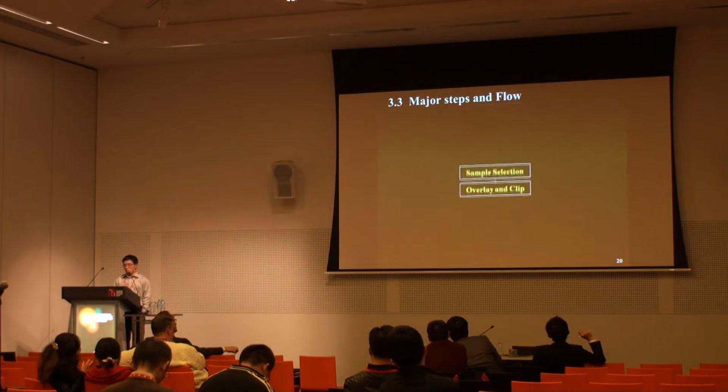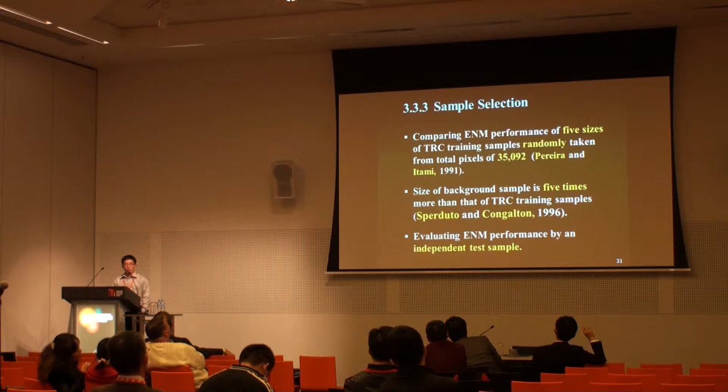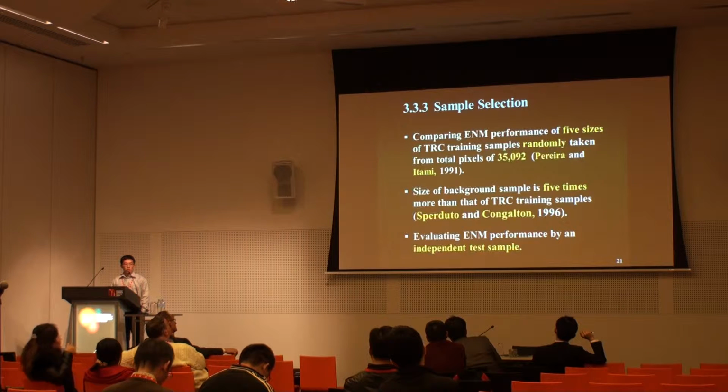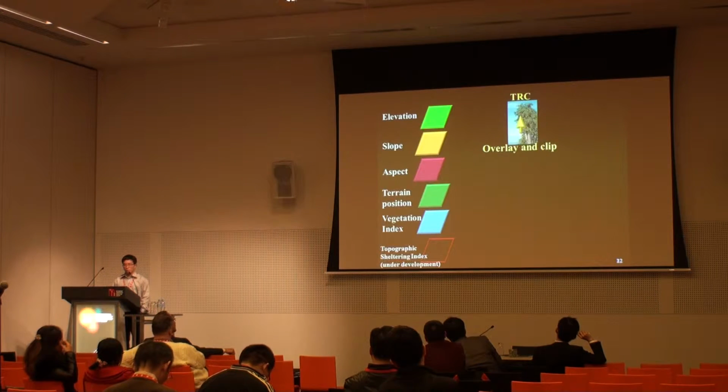And then I'm going to introduce our sample selection. We randomly select 5 sample sizes for comparing, and we set the background to be 5 times more than our training points. And finally, we use the independent sample to validate it. And this is our 5 sample size.